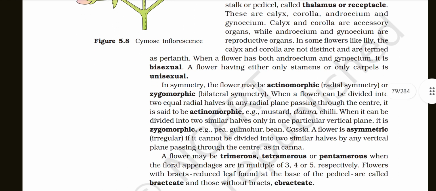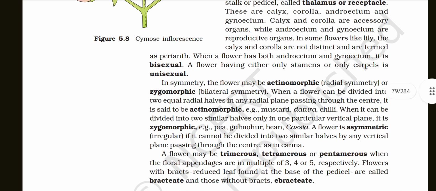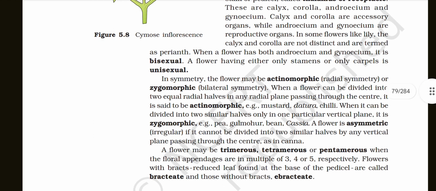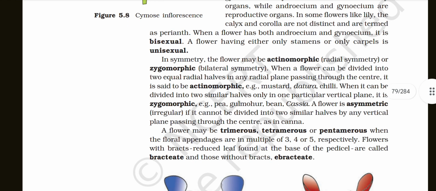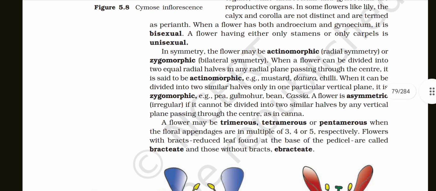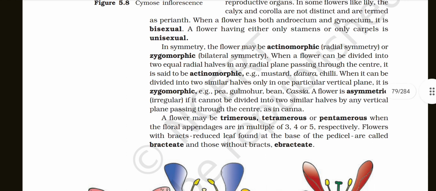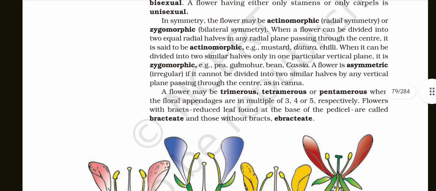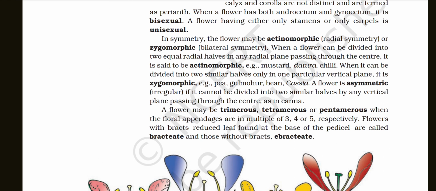Calyx and corolla are accessory organs, while androecium and gynoecium are reproductive organs. In some flowers like lily, the calyx and corolla are not distinct and are termed as perianth. When the flower has both androecium and gynoecium, it is bisexual. A flower having either only stamens or only carpels is unisexual.